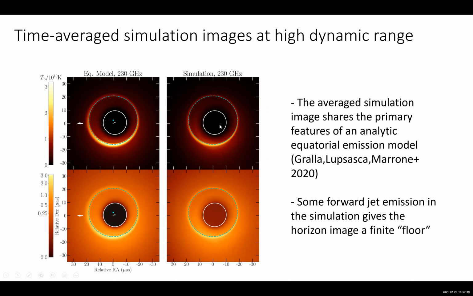So in the simulation images, these are time-averaged simulation images to enhance the appearance, but we see it in snapshots as well. We can see that the simulation images share the primary features, as we discussed yesterday in Alex's talk, of this equatorial emission model from Gralla, Lupsasca, and Marrone, and we're able to reproduce the simulation images with these equatorial type models, including this horizon feature, which in the simulation is filled in with a finite floor, whereas the analytic model has exactly zero emission.